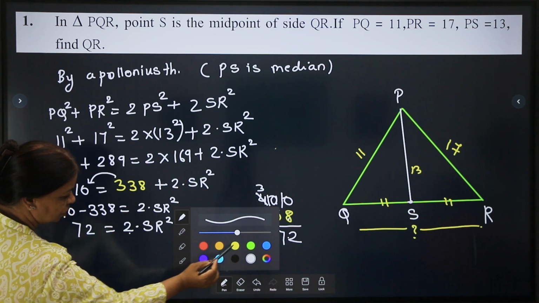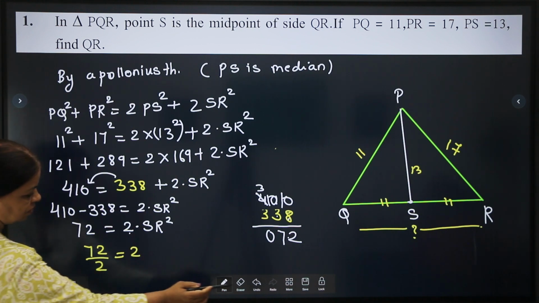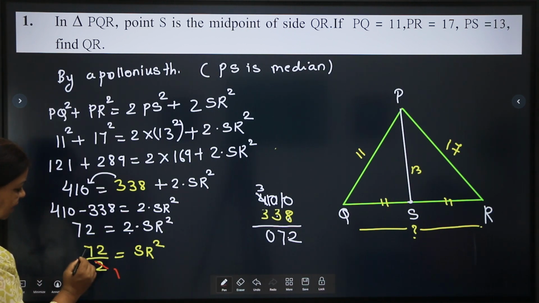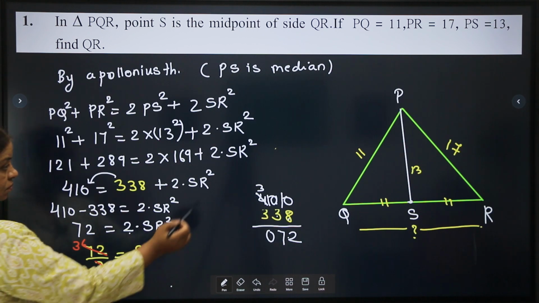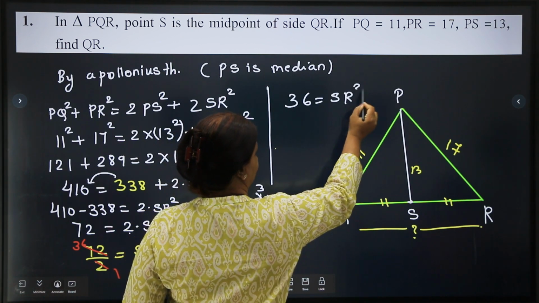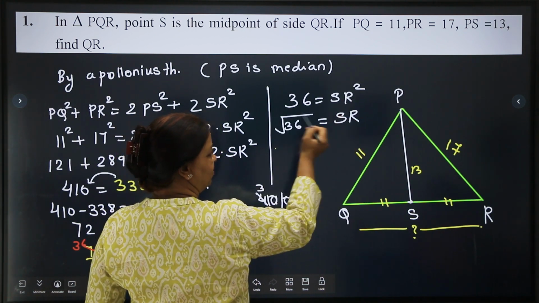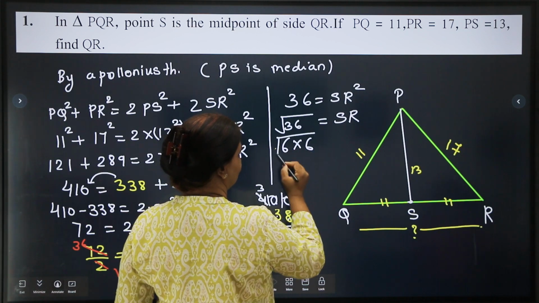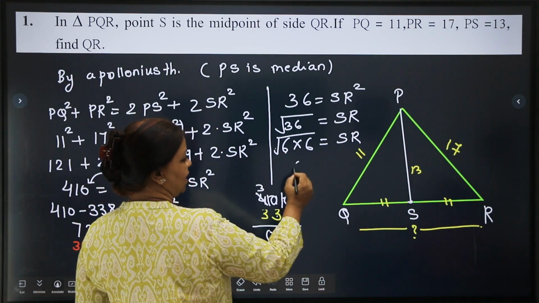Now what will happen children, this 2 is going to come down, so 72 upon 2 is equal to SR square. By dividing, 2 1s are 2, 2 3s are 6, so we get 36 is equal to SR square. Now SR is equal to under the root 36. When we remove square this side, we have to place square root on the other side. So we will be getting 6 into 6 inside the root, which is equal to SR. 2 times 6 is in the root, therefore it can be taken out. So 6 is equal to SR.